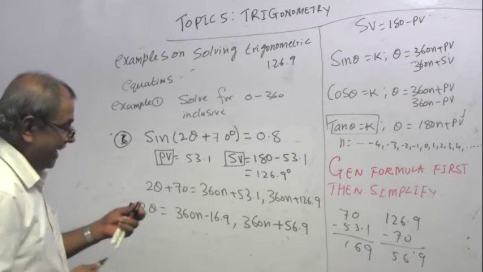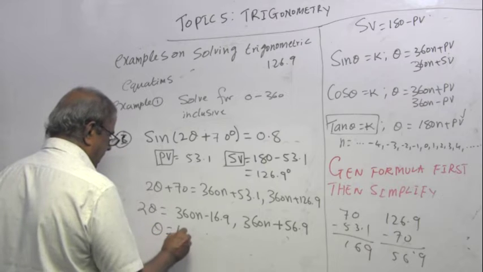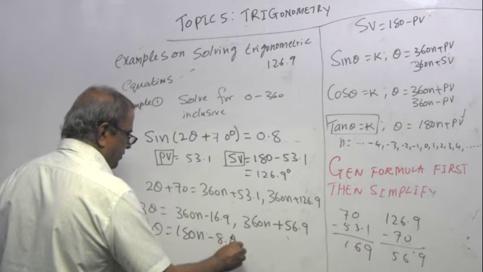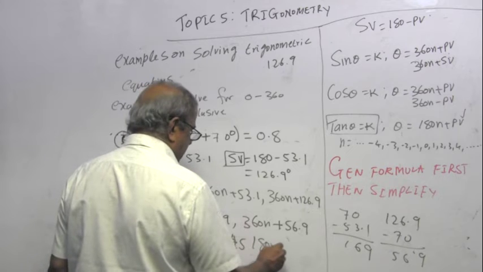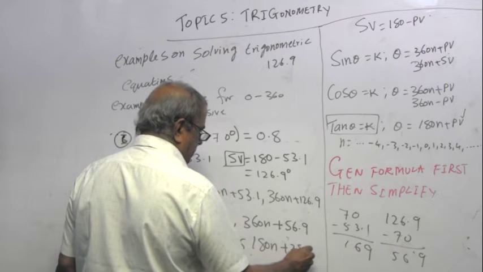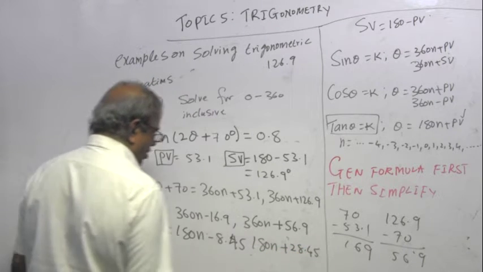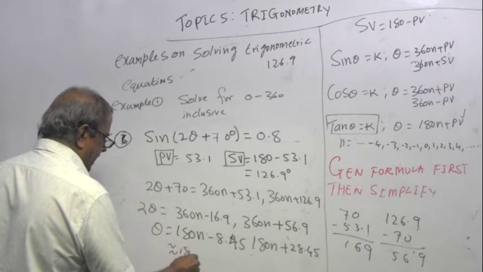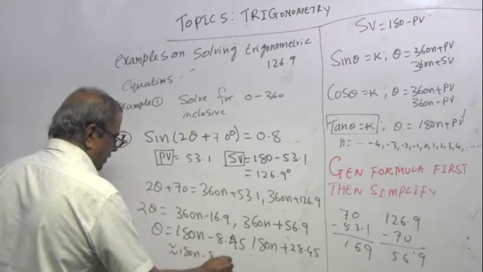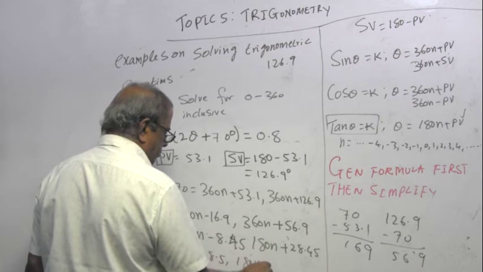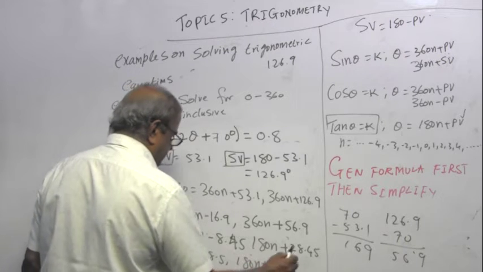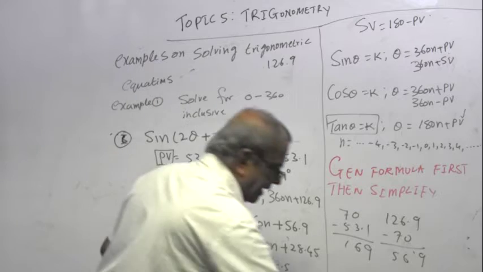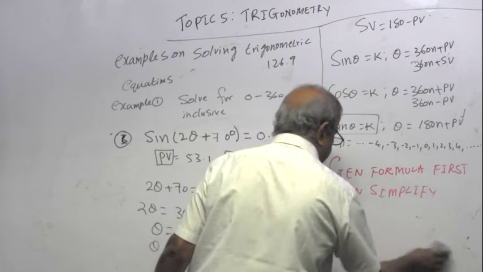But I want theta. So theta will be 180n minus 8.45, or 180n plus 28.45. Or 180n minus 8.5, 180n plus 28.5. Good. Now let's start putting the values of n.